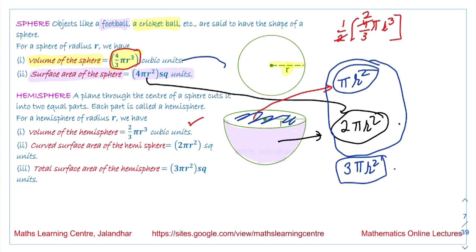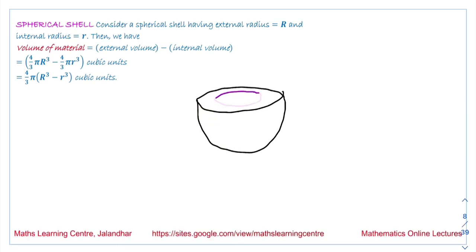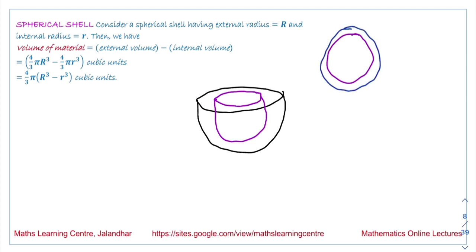Next we have the spherical shell. Spherical shell, just like the hollow cylinder we discussed, means that it is a hollow sphere or hollow hemisphere. If I am talking about a hemisphere, it will be of this form. If I am talking about a sphere, it is of this form, hollow from inside. Only this much portion is the solid portion, and it is hollow from inside.